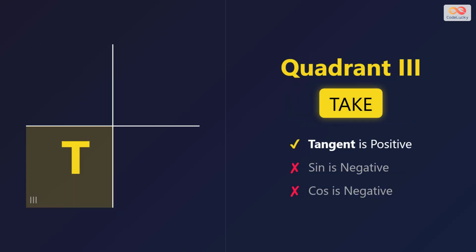Next is Quadrant III. The word is take, starting with a T. This stands for tangent. Here, tangent is the only positive function. Sine and cosine are negative.